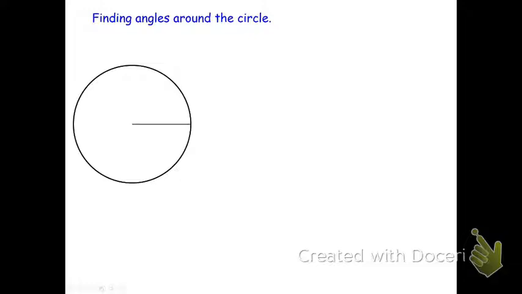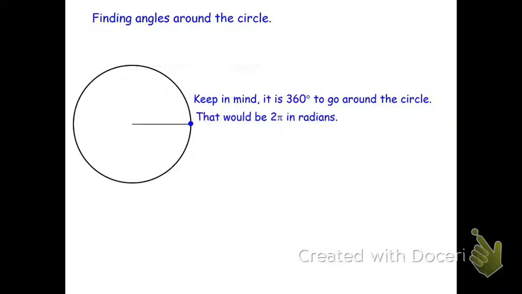This video will quickly review how to find the degree and radian measurement of angles when a circle is divided into equal regions. Well, to begin, keep in mind that all the way around the circle, the measure of that angle is going to be 360 degrees. In radians, that would be 2 pi. 360 degrees and 2 pi are equivalent. 2 pi radians is going to be the same as 360 degrees.